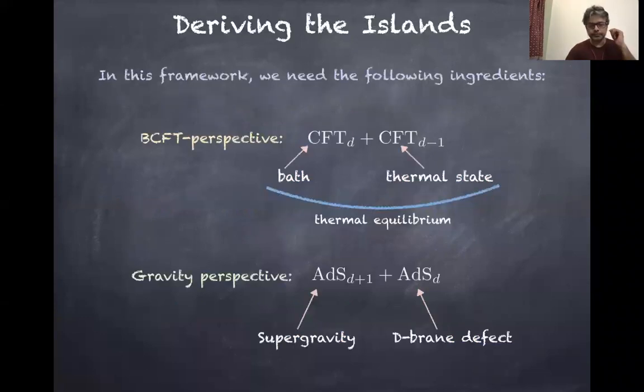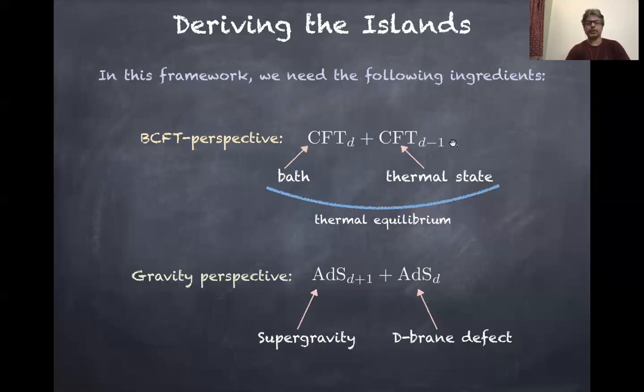Okay, so let me move on. So how do I derive or even come to this island formula? It comes from a generic description of what we discussed at the beginning in terms of the quantum dot and the quantum wire, but in general dimension. So what you have is a boundary CFT perspective where you have a d-dimensional CFT, which I'll take as a bath. So remember, this was previously a quantum wire, which was a one plus one dimensional CFT. And it was coupled to a particular quantum dot, which is a zero dimensional CFT.